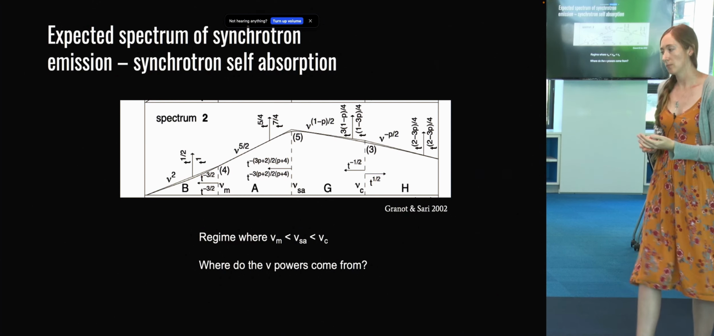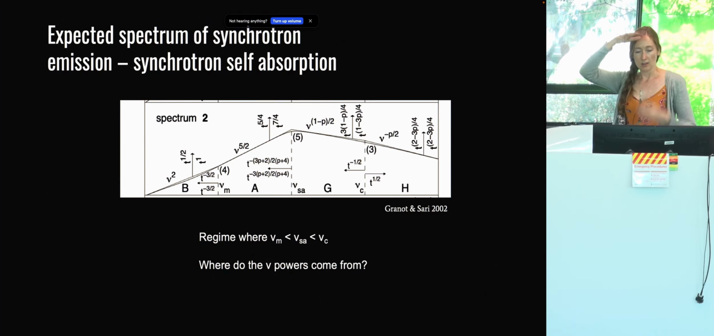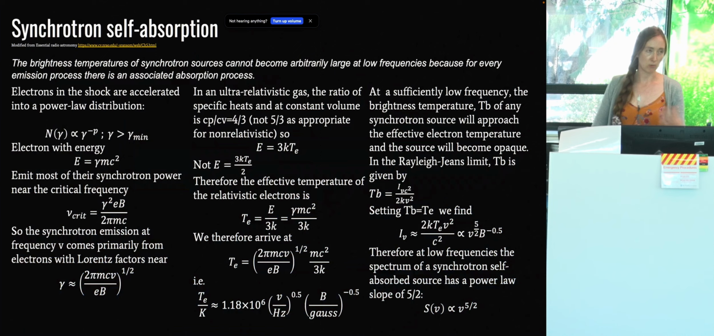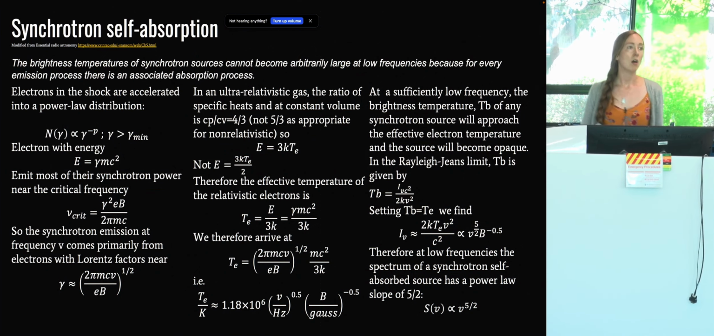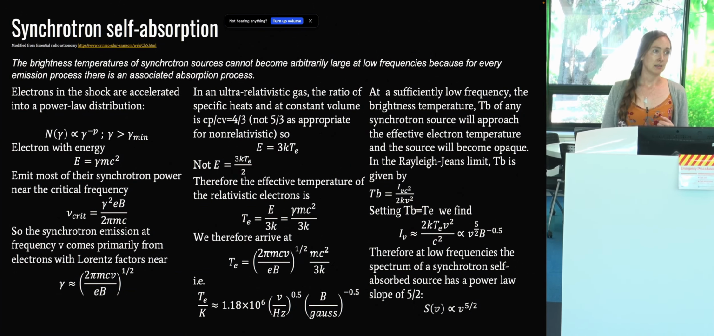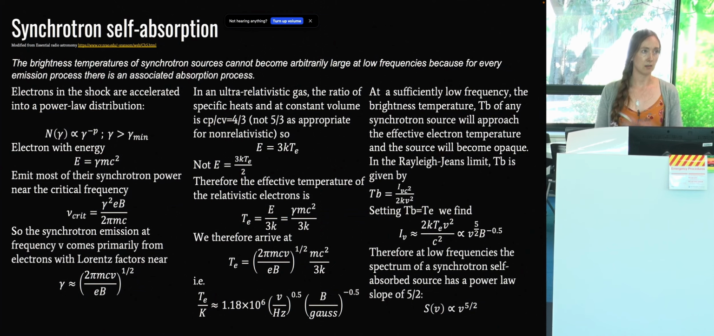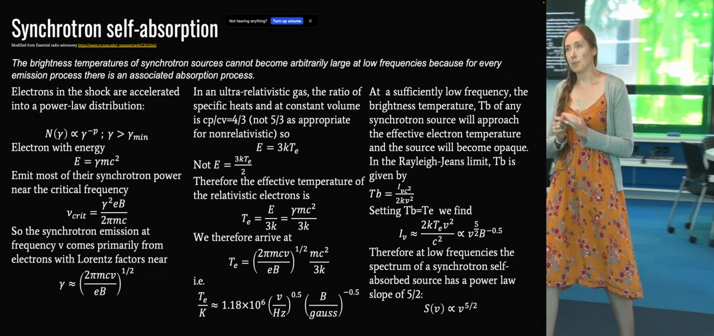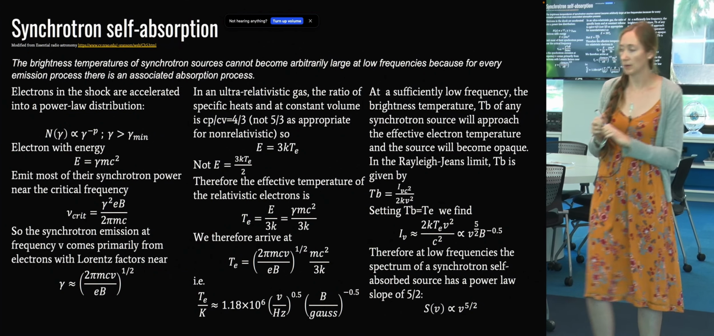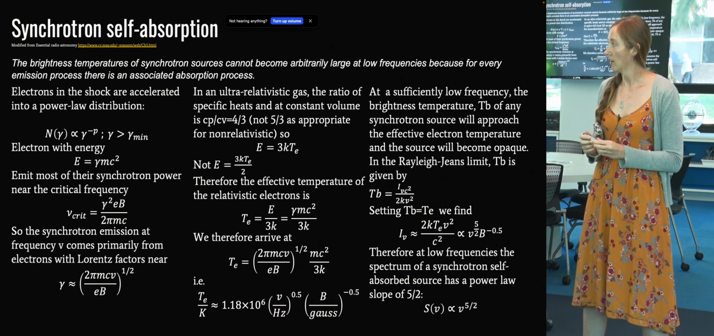But where do these powers come from? We can actually derive these powers because they're not just made up. They actually come from the properties of the electrons and the properties of the external medium that the shock is propagating through. So, okay, synchrotron and self-absorption, I'm going to use, which whiteboard should I use? This one? Okay.